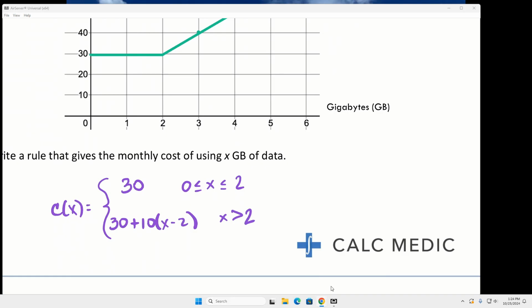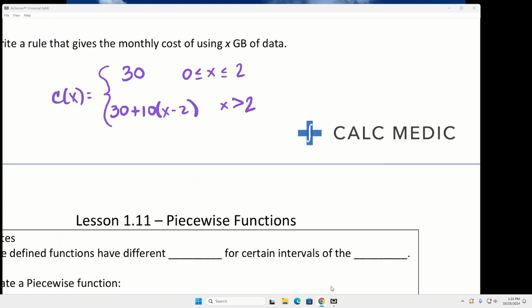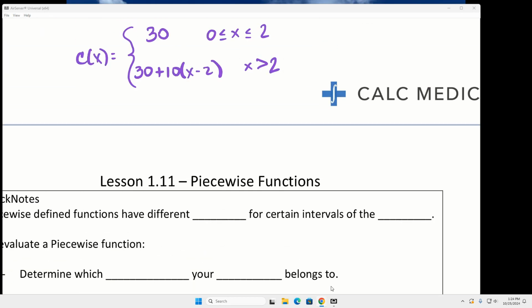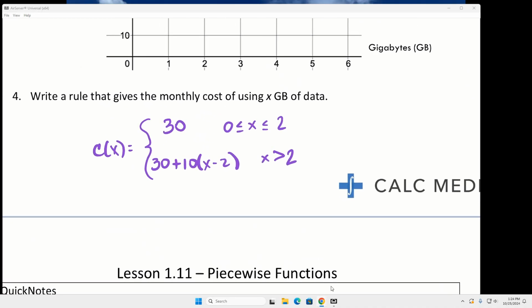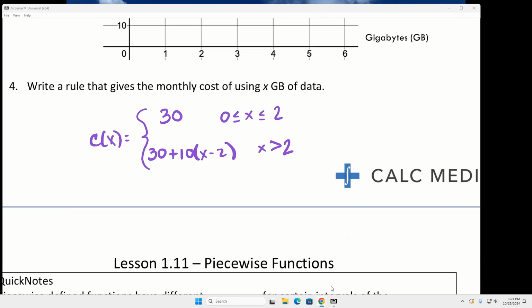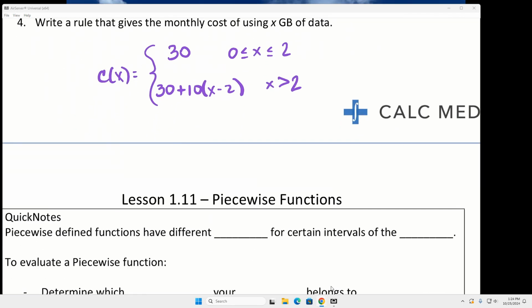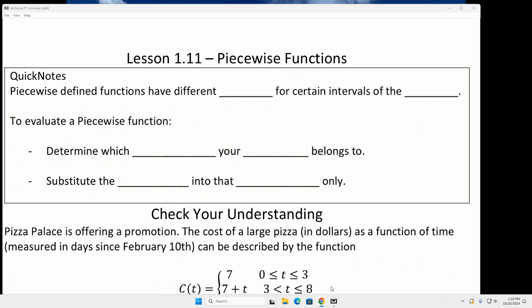All right. That's a piecewise function. So on the rest of the notes, we are going to do 3 things with piecewise functions. We're going to evaluate them, which is probably the easiest out of the 3. We're also going to graph them. Can be a little challenging. We did a graph, but it can be a little challenging. And we're going to write piecewise functions, which is the most challenging by far.